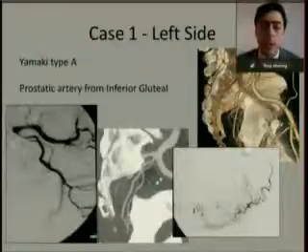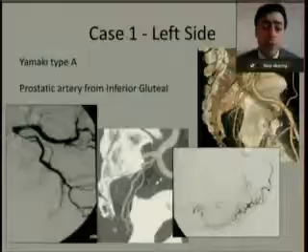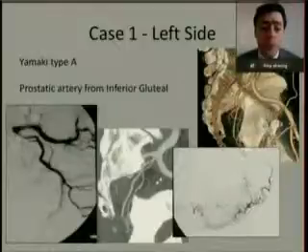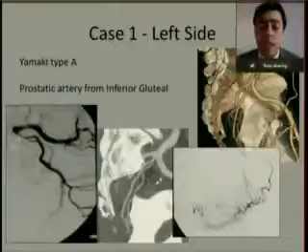Here is another case, on the left side of the same patient, where we have a prostatic artery coming from the inferior gluteal artery. It's not very common. We see on the first picture, DSA, the very tortuous prostatic artery coming from the inferior gluteal artery. And on the third picture, on your right-hand side, you see a selective angiogram of the prostatic artery, and you can see very big contralateral anastomosis.